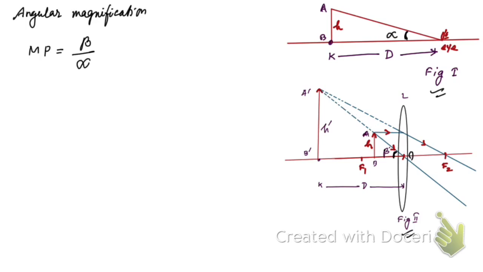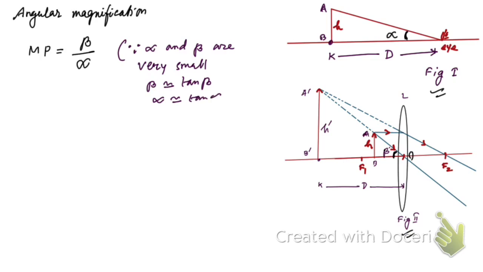So now you see, for very small angles alpha and beta, let me consider that this is a small object. For a large object, this angle will be very large, but for simplicity, let me consider small objects. Since alpha and beta are very small, therefore we can write that tan beta is approximately equal to beta and tan alpha is approximately equal to alpha, right?